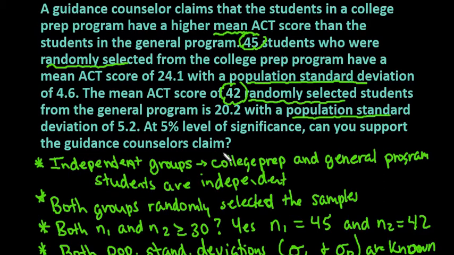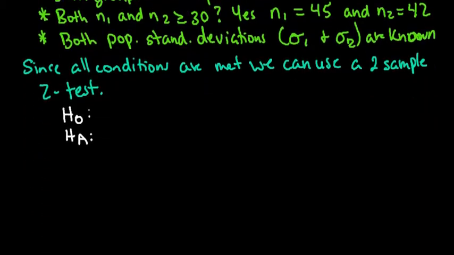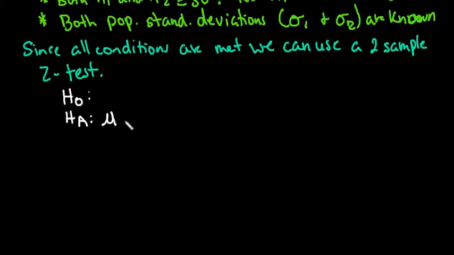All right, for setting up the null and the alternative hypotheses, what you're going to want to do is look for the claim. The claim is that the students in a college prep program have a higher mean ACT score than the students in the general program. Okay, so mathematically what that's saying is that mu1 is greater than mu2. And so since we have an inequality statement, since we have something where it's greater than, we have mu1 is greater than mu2, so this would be our claim.